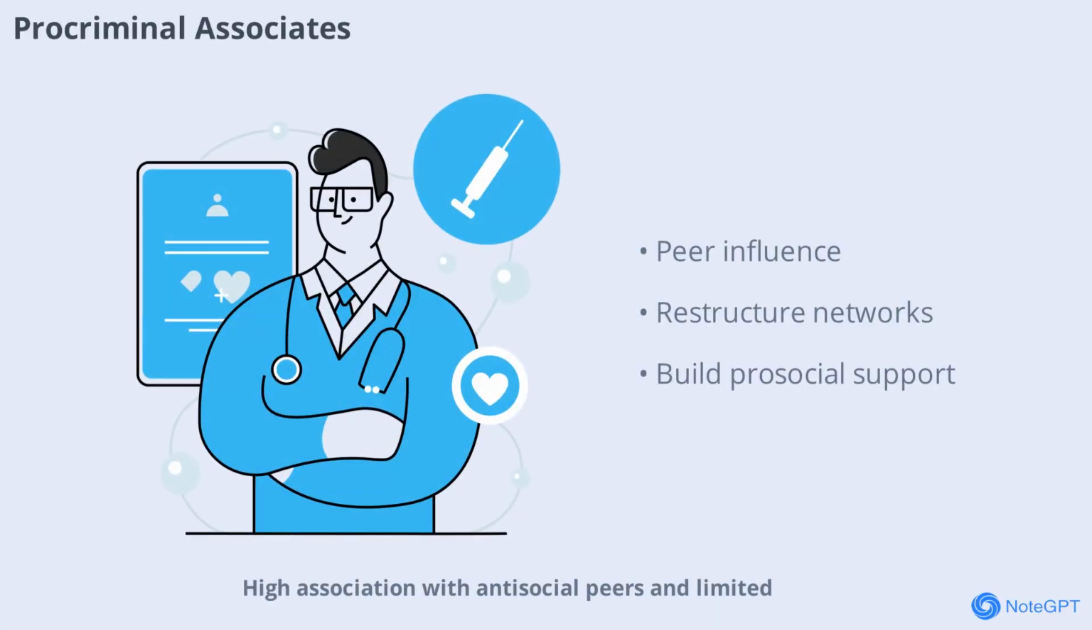High association with antisocial peers and limited contact with prosocial peers increases offending risk. Interventions aim to reduce contact with procriminal networks and build prosocial social support. For example, helping someone restructure their peer group and access employment or education settings.